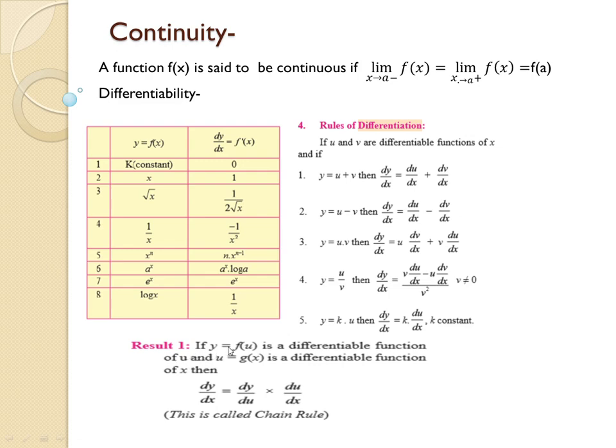Next, if y is equal to f of u is a differentiable function of u, and u is equal to g of x is a differentiable function of x, then dy by dx is equal to dy by du into du by dx. This is called as chain rule.